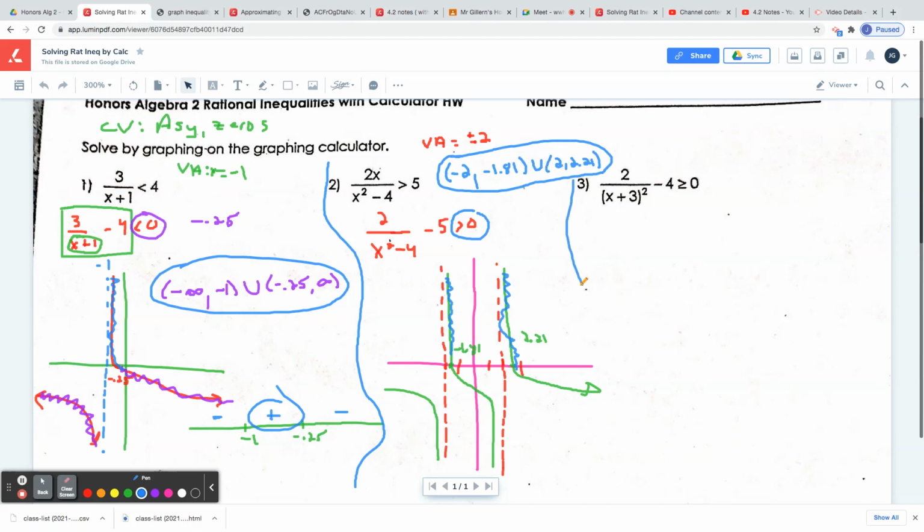All right. Let's do one more. You guys do that. And a nice thing about this one is you don't have to set it equal to 0. So 2 over x plus 3 squared minus 4 greater than or equal to 0. Put it into the calculator. There's only going to be one vertical asymptote for this one. So make sure you remember the vertical asymptote, find the zeros, and then you're figuring out where it's greater than or equal to 0.